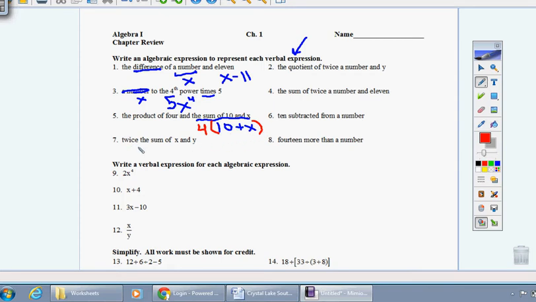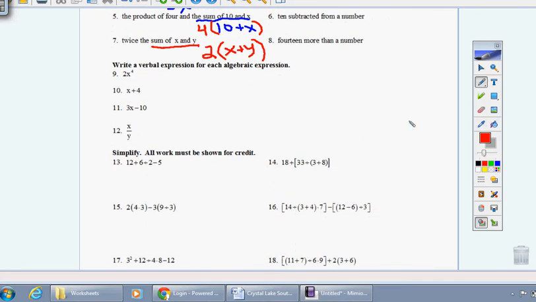Number 7 says twice the sum of x and y. Well, again, let's take this one step at a time. When it says the sum of x and y, it's x plus y. So twice the sum of x and y. Now, don't get confused on where we put the 2. I'm not just going to put the 2 in front of the x or in front of the y or after the y. It says twice the sum of x and y. So I need to multiply the entire sum by 2, and that's why we put the parentheses around it, because it's twice the sum of x and y.